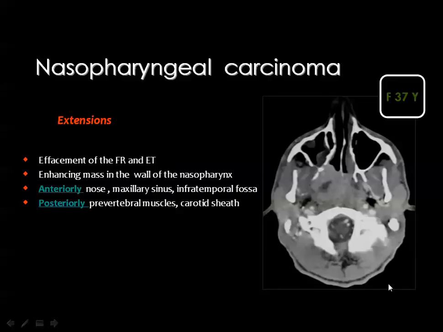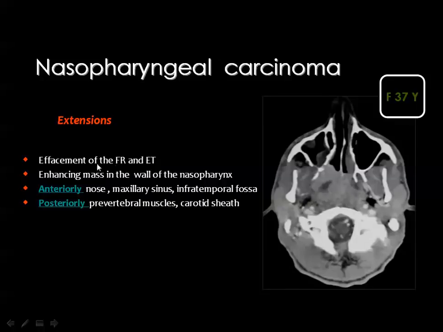Then, if you see a mass in the region of the nasopharynx, then you say that this is most likely a nasopharyngeal carcinoma. And you start to describe the tumor. You say that there is a big, ill-defined, soft tissue mass infiltrating mainly the right side of the nasopharynx and encroaching on the parapharyngeal space. The mass is extending into different directions.